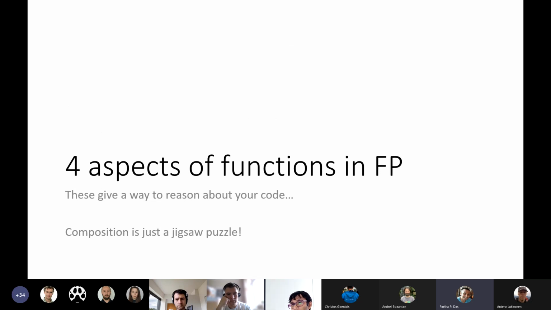Right, 4 aspects of FP. I think I'm going to stop using the term exquisite because I use it in every slide from here on. But it is exquisite, it is really exquisite. Now the main thing is, this gives you a way to reason about your code, which means you can just logically read through and think through it.